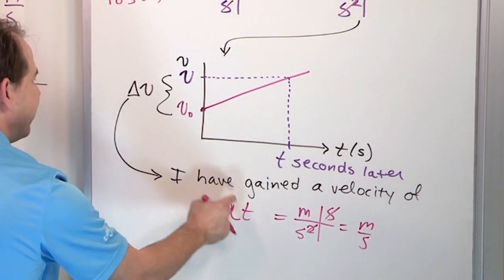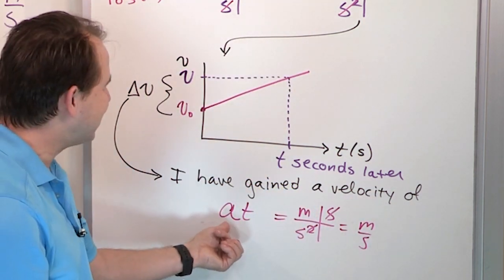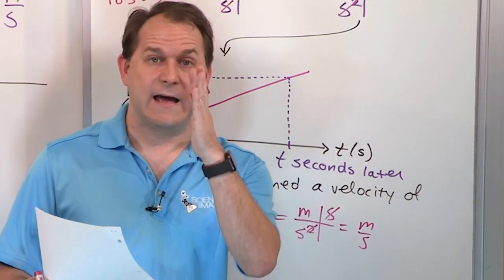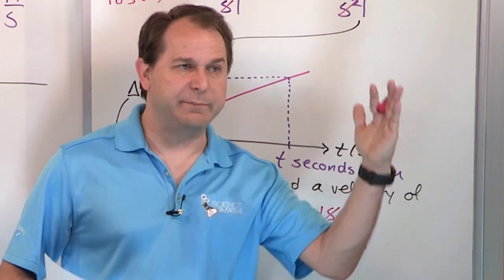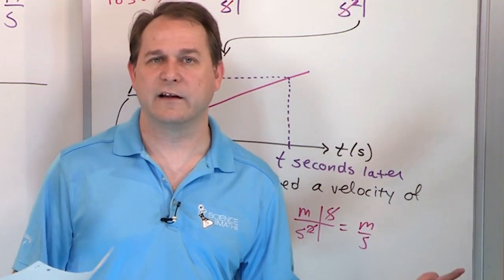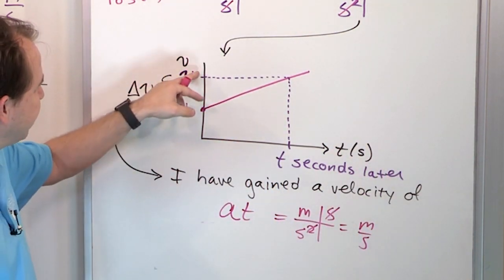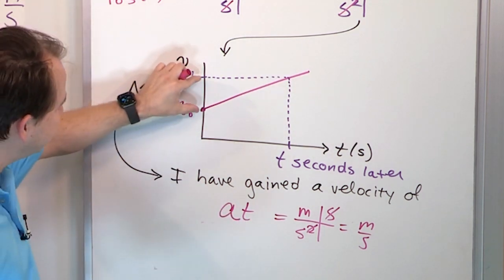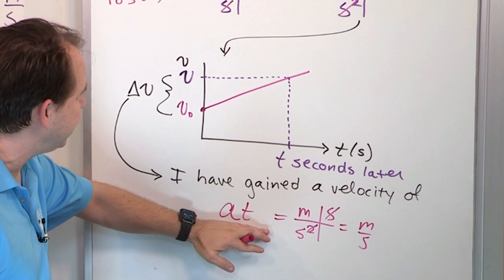So how much velocity have I increased? It's whatever my acceleration is times how many seconds I am traveling. Every second I increase by that many meters per second, because that's what acceleration is. I have gained this much velocity, but that's equal to acceleration times time. So this velocity delta here is actually equal to a times t.